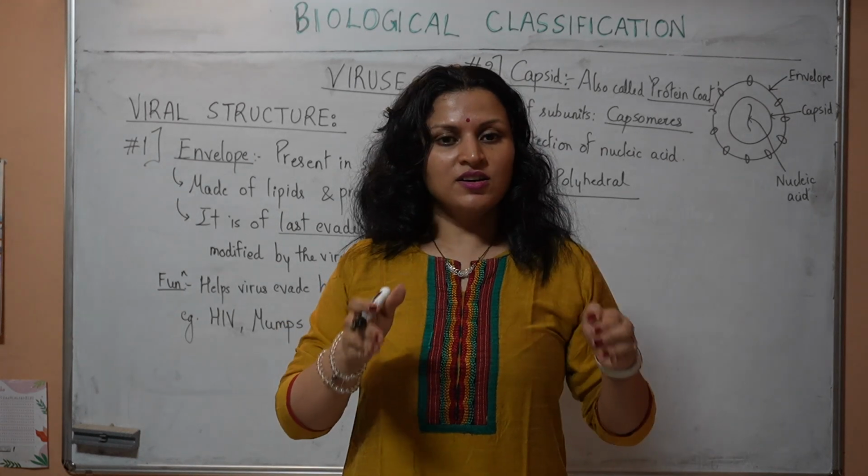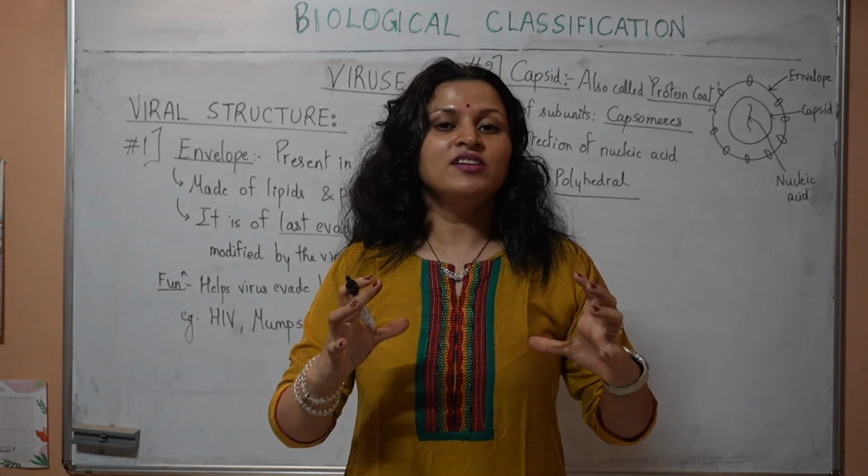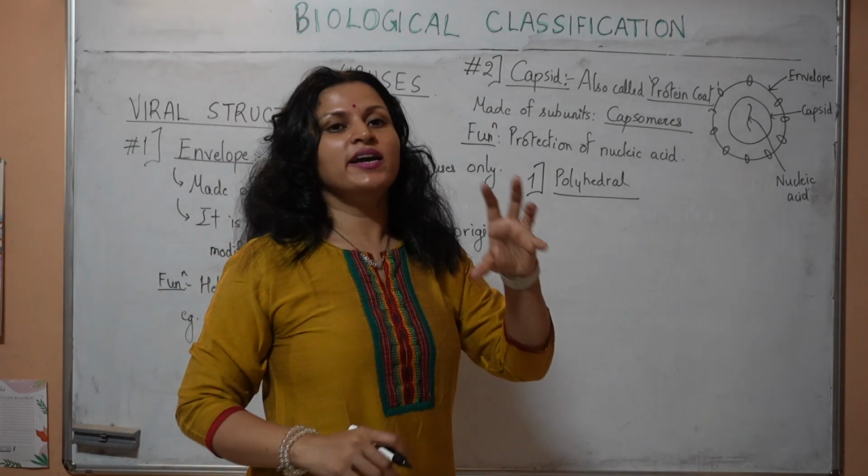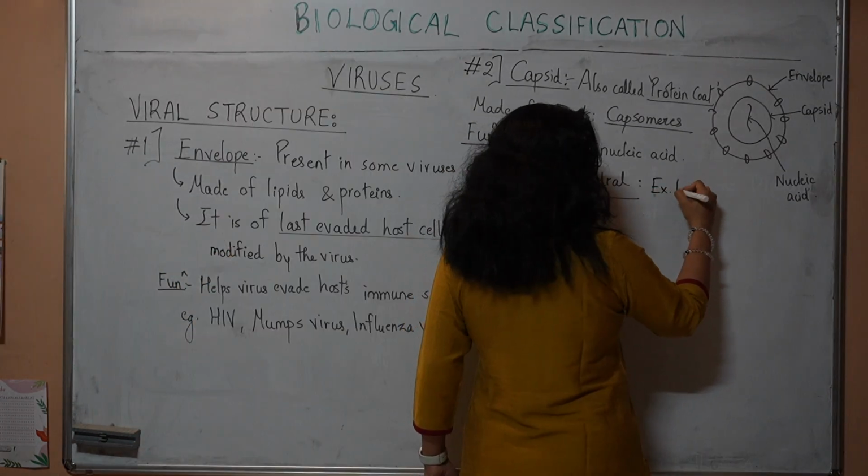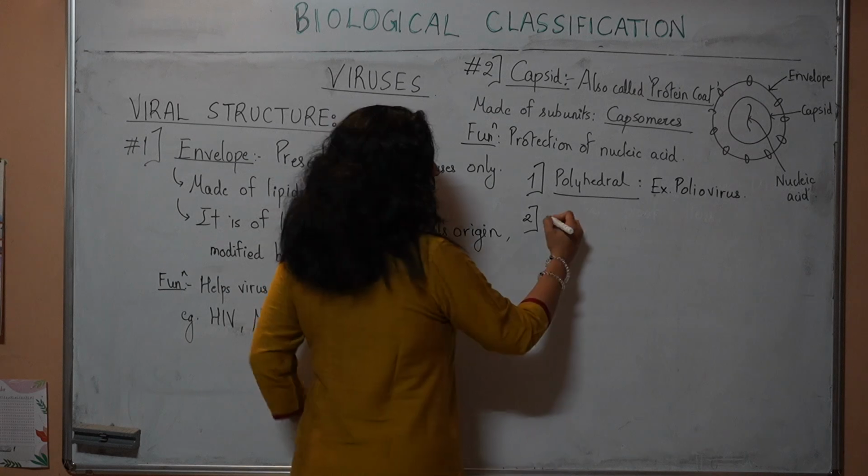Those hexagons are curved, isn't it? Make them all flat. How will the thing look? That is what the polyhedral shape looks like. Example, poliovirus. Next shape is helical.